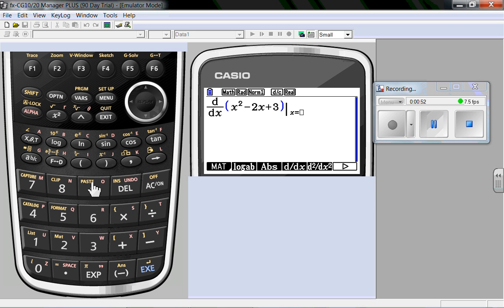Toggle over. This is not a computer algebra system. So it's not going to give me the actual definite integral, but it will give me an integral at a value. Let's find out what the integral is at 2. The integral at 2 is 2.